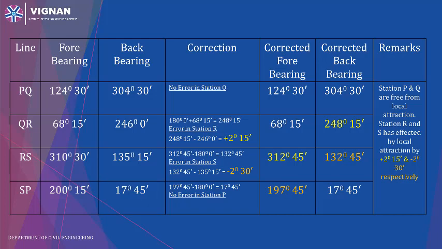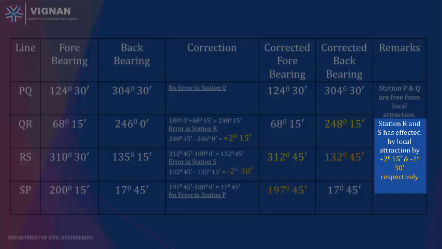So in the entire calculations we have found that the bearings observed from R and the bearings observed from S are affected by local attraction. We will write down the same findings in the remarks column. Station R and station S are affected by local attraction by plus 2 degrees 15 minutes and minus 2 degrees 30 minutes respectively, which is our answer.